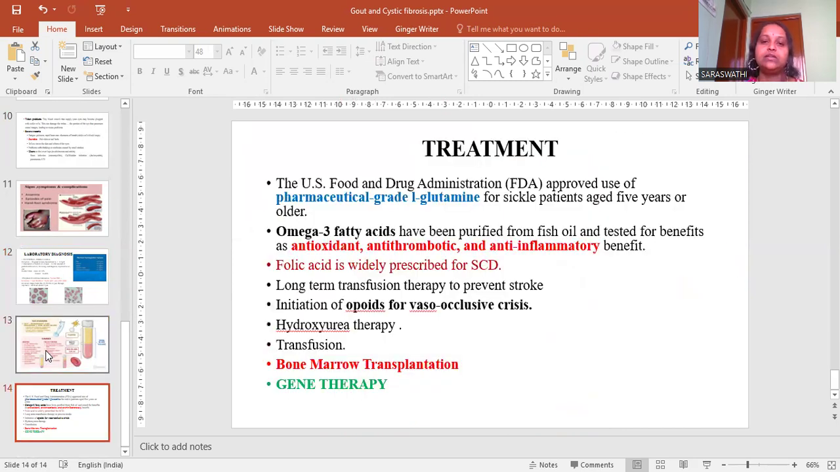Now, treatment for this: as per the US Food and Drug Administration, glutamic acid is approved for patients having sickle cell anemia, because glutamic acid is replaced by valine, right? So we have to provide pharmaceutical grade L-glutamine. And omega-3 fatty acids, which come from fish or some dry fruits, are rich in antioxidant, antithrombotic, and anti-inflammatory benefits. If you formulate with omega-3 fatty acid, we can manage sickle cell anemia. And folic acid is also prescribed for sickle cell anemia cases.